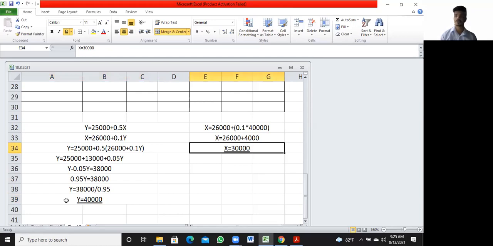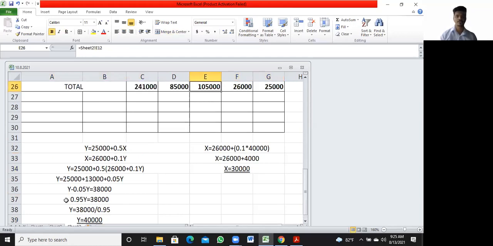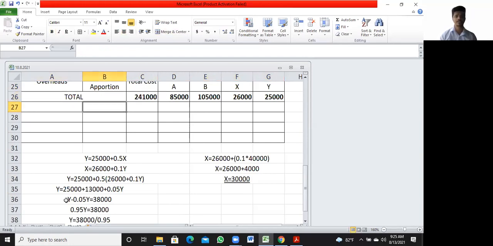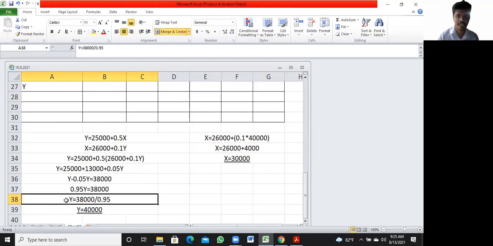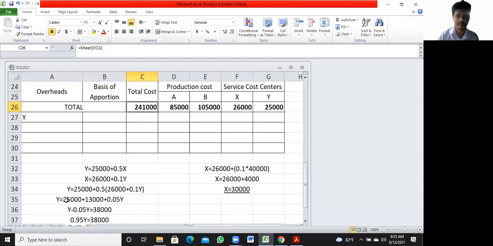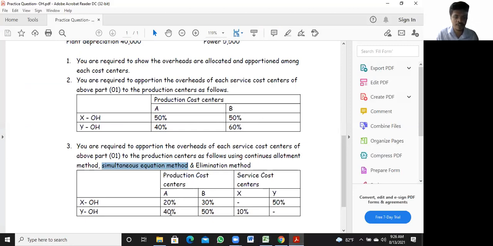Now let's see how to finish up this sum. Now let's redistribute the cost of the first service cost center, y. In case of y we have identified a total of 40,000. Now we need to deduct 40,000 from y and see how it is going to be distributed. y is 40, 50, 10: 40 to A, 50 to B, and 10 to X.